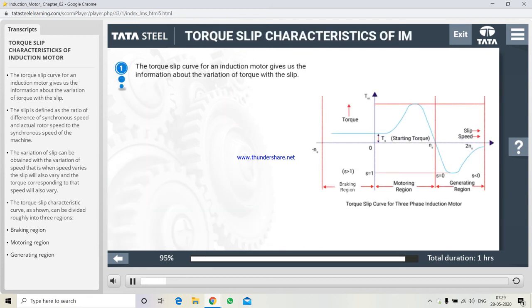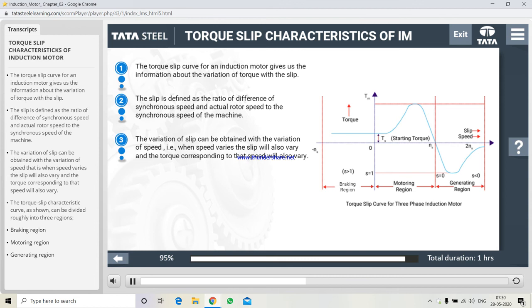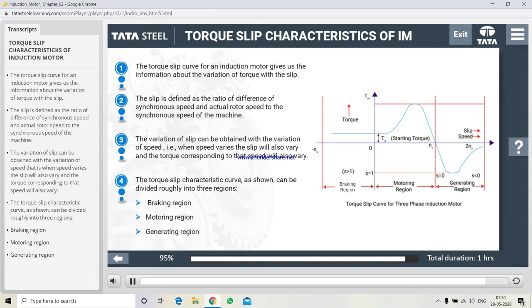The torque-slip curve for an induction motor gives us the information about the variation of torque with the slip. The slip is defined as the ratio of the difference of synchronous speed and actual rotor speed to the synchronous speed of the machine. The variation of slip can be obtained with the variation of speed, that is, when speed varies, the slip will also vary and the torque corresponding to that speed will also vary. The torque-slip characteristic curve, as shown, can be divided roughly into three regions: braking region, motoring region, generating region.